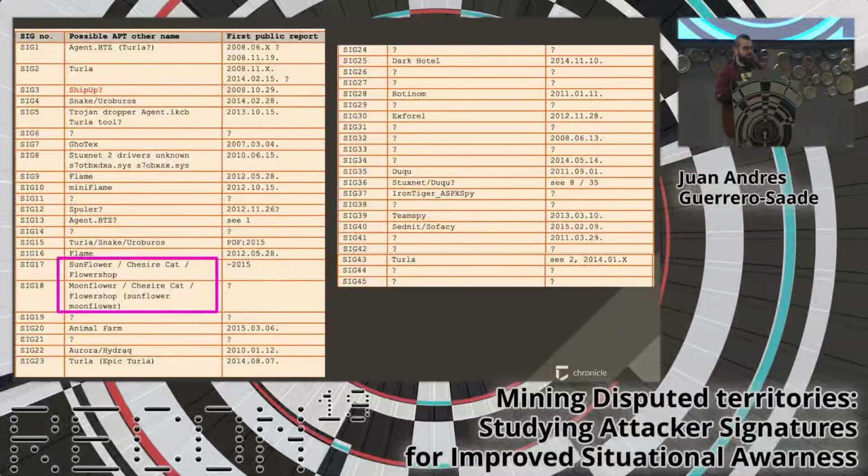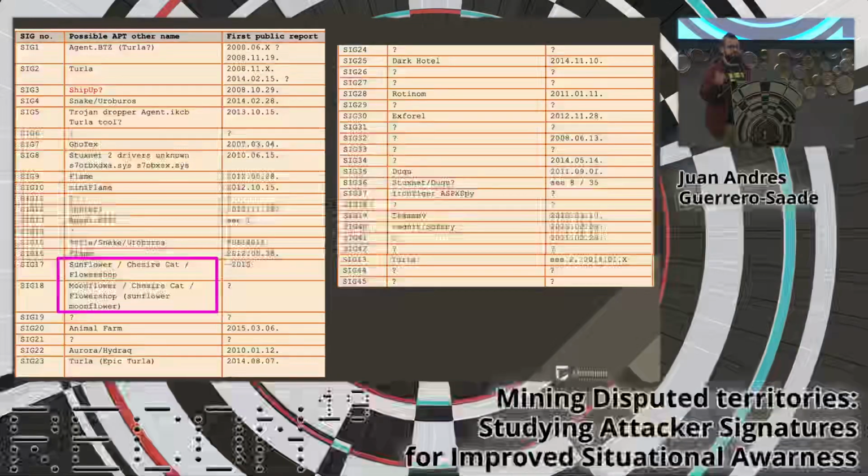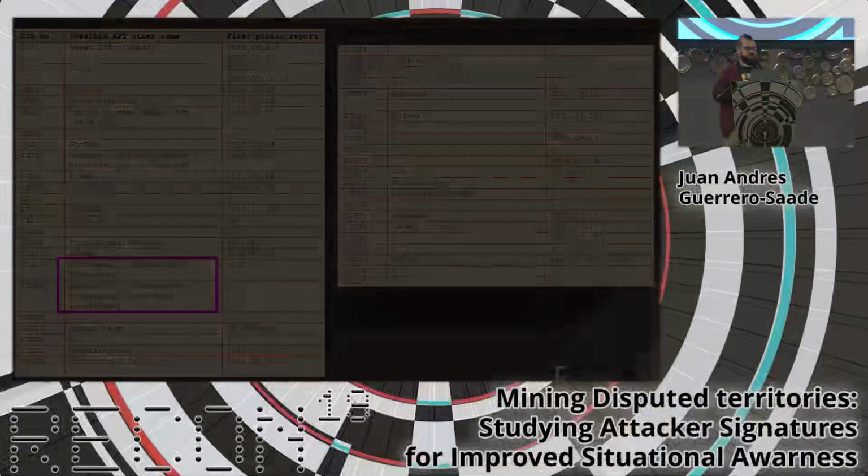And then I'll point to a couple of names here that are kind of vastly underexplored. The Sunflower, Cheshire Cat, Flower Shop. That's a platform that's been active in the Middle East for about 12 years and then sort of disappeared. So if you're looking to do some research, that's fun.